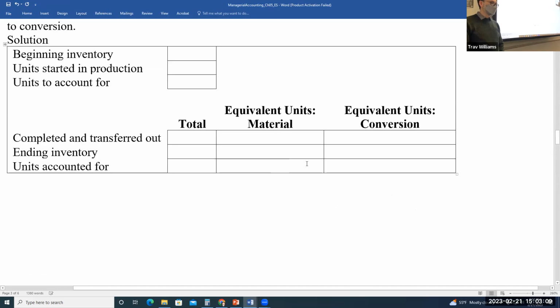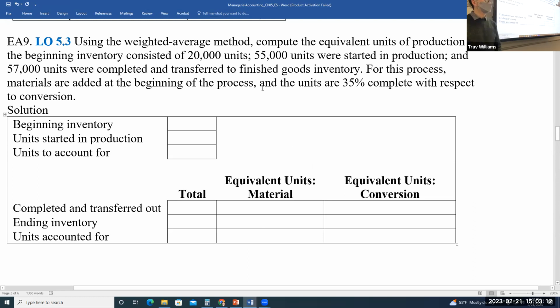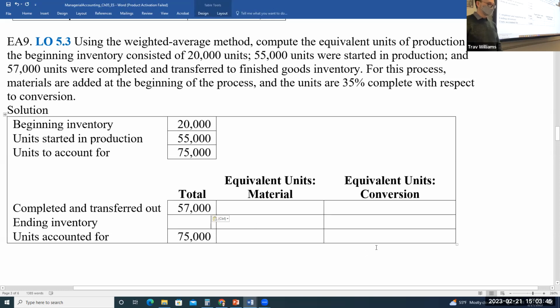Okay, number 9. Okay, this one, we're only dealing in units here. Beginning inventory is 20,000. 55,000 were started. What is our units to account for? 75,000. Can that go down here under units accounted for? Sure can. And it says 57,000 units were completed. We'll put that under completed and transferred out. So what is our ending inventory? 18,000. Difference. Okay.